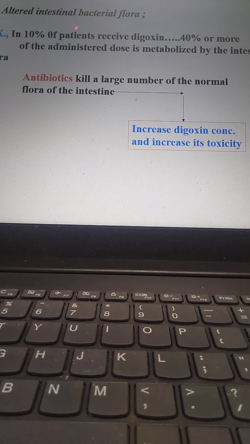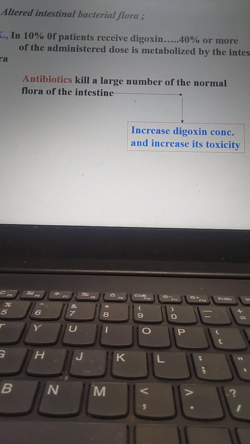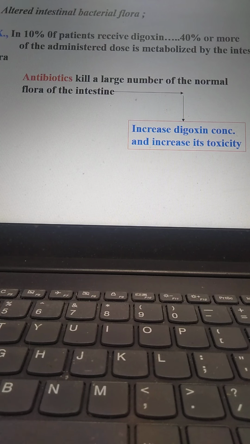Altered intestinal bacterial flora. An example: in 10% of patients receiving digoxin, 40% or more of the administered dose is metabolized by the intestinal flora. Antibiotics kill a large number of the normal flora of the intestine, increasing digoxin concentration and increasing its toxicity. So we should not give digoxin along with antibiotics.